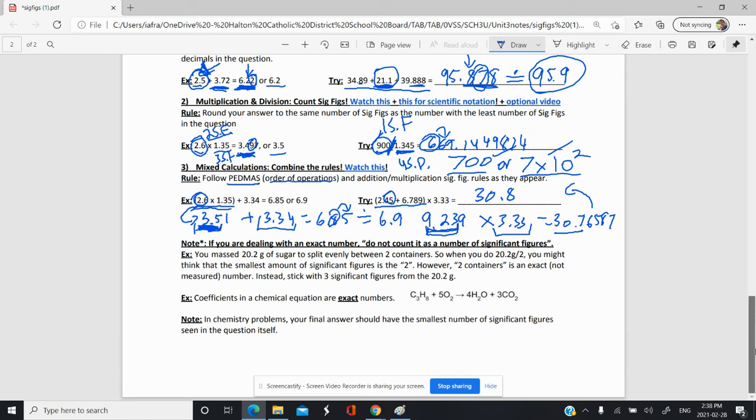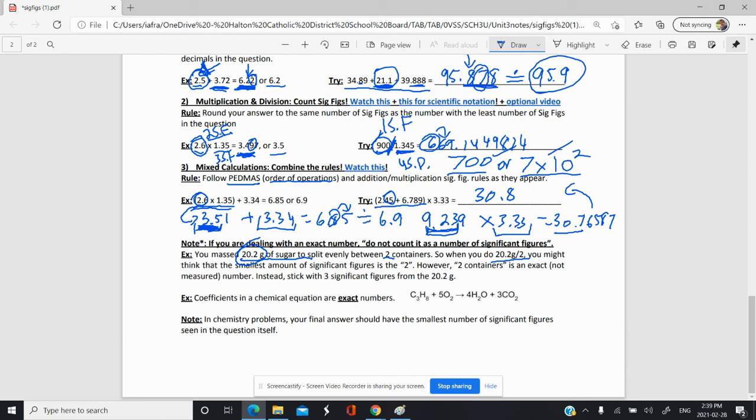A couple notes to remember. Exact numbers, you count them as an infinite number of significant figures. So you're not really going to look at them in your calculation too much. So for example, if I had 20.2 grams of sugar, that's 3 significant digits here. And I want to split it between 2 containers. And so I ask, how much should I put in each container? Well, you would do 20.2 divided by 2, and you get 11.1.